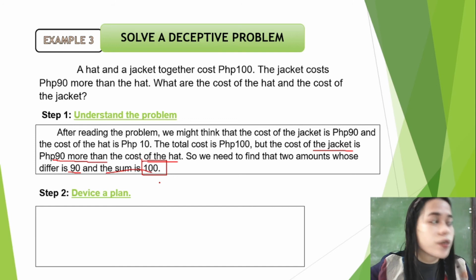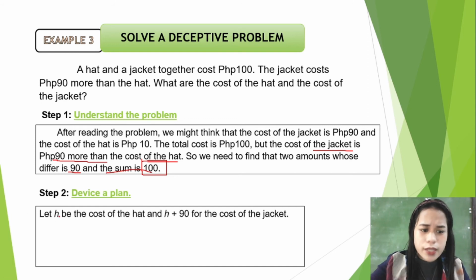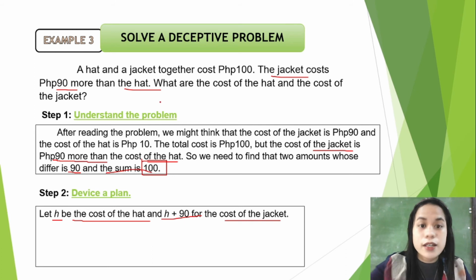Next step is we need to devise a plan. So let H be the cost of the hat, and H plus 90 for the cost of the jacket. Why do we need to add 90? Because according to this problem, the jacket is 90 more than the cost of the hat. So mas malaki ng 90 pesos sa cost of the hat. Since we represent H as the cost of the hat, we need to add 90 to H. So kung ilan man yung cost ng hat, this is more than 90.